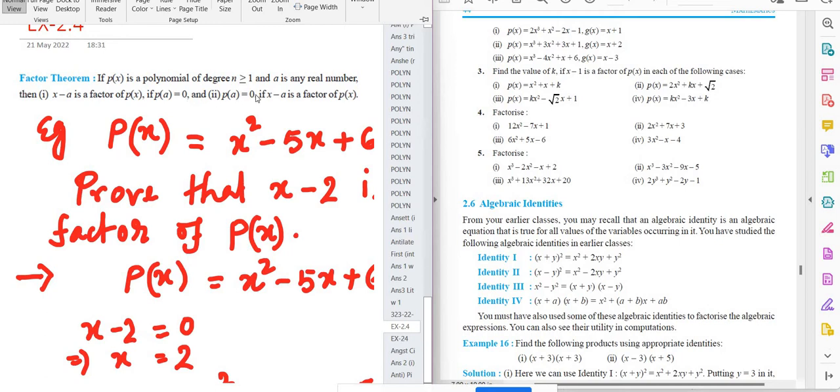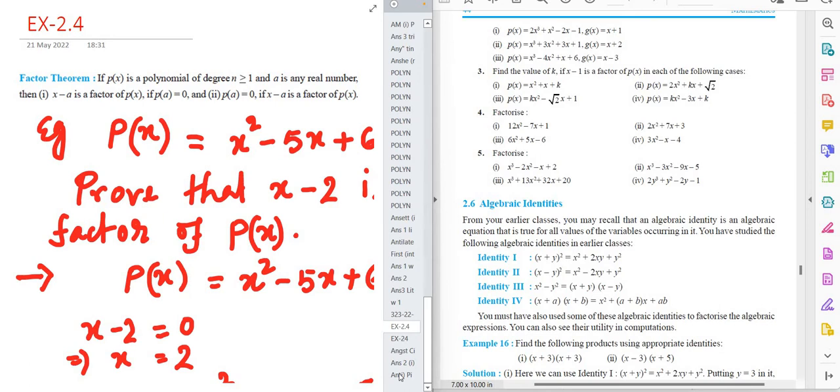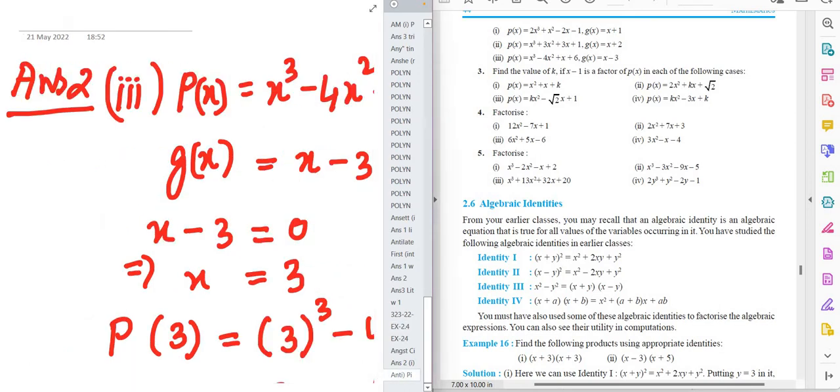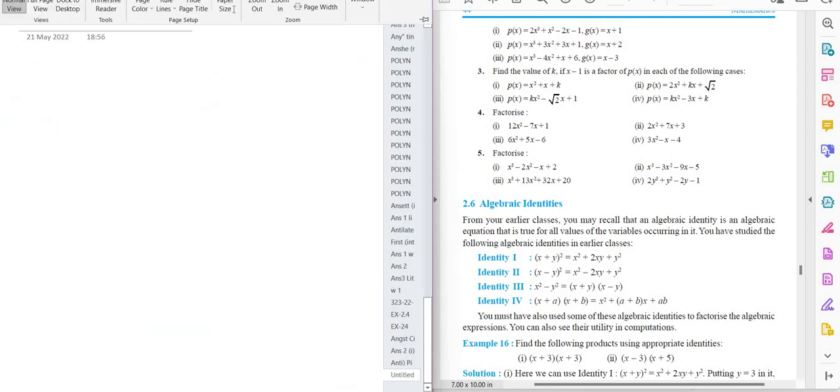And p(a) equals 0 if x minus a is a factor of p(x). If x minus a is given as a factor, what can you say? You can say p(a) equals 0. So that concept we have to use. Right? Okay. So now we are doing 3.